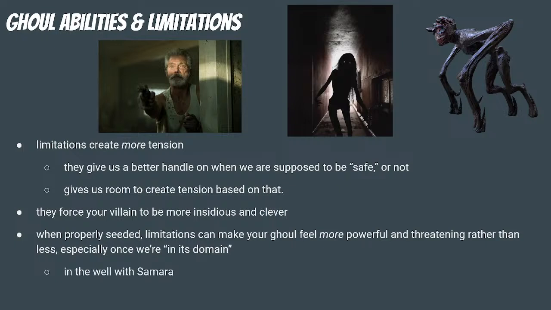We can create more tension with these limitations because they give us a better handle on when we are supposed to be safe versus not safe. And that idea of balancing the audience's expectation of safety can be a great way for you to violate that promise. For you to make rules or scenarios where it seems like they're safe, but then actually, twist, they weren't.